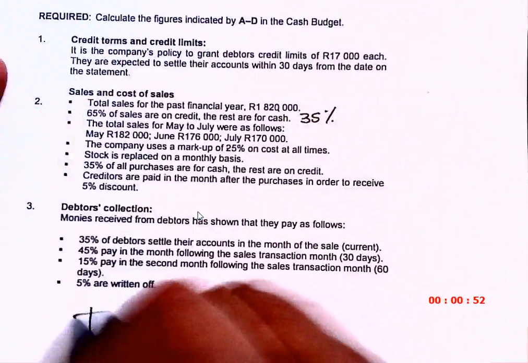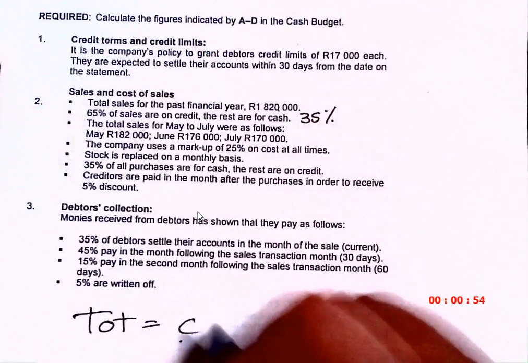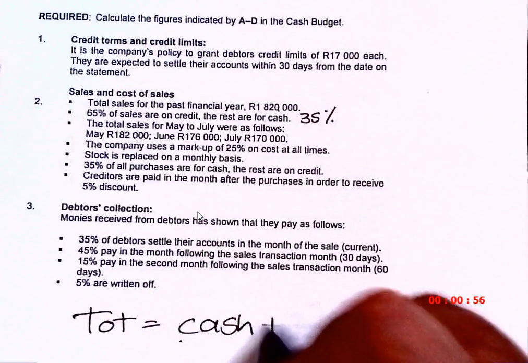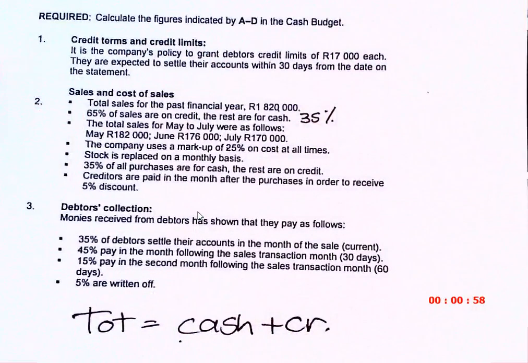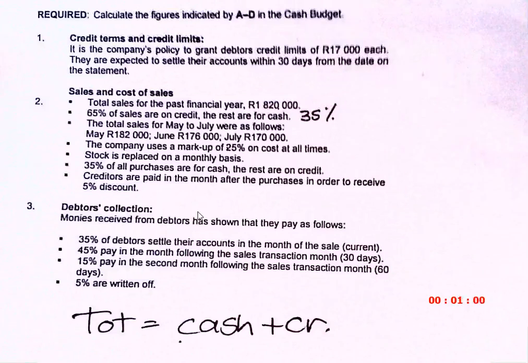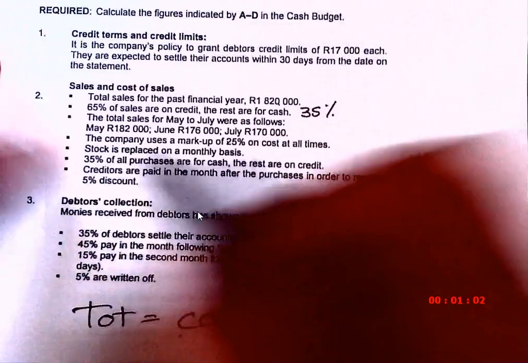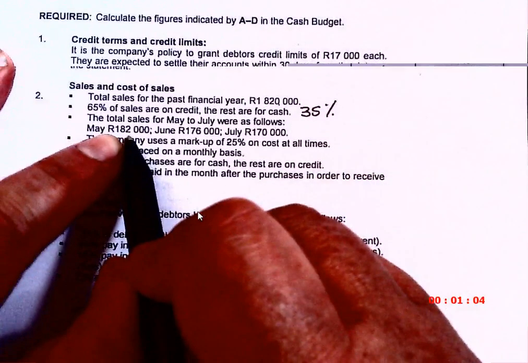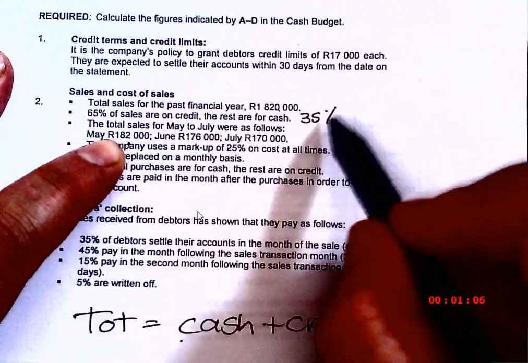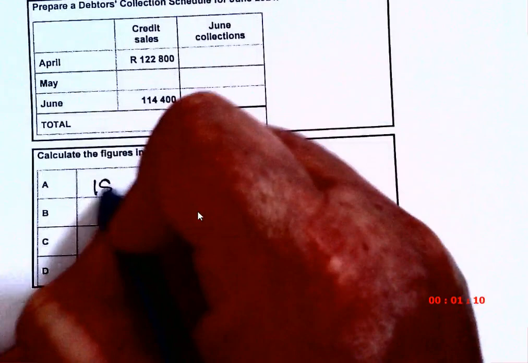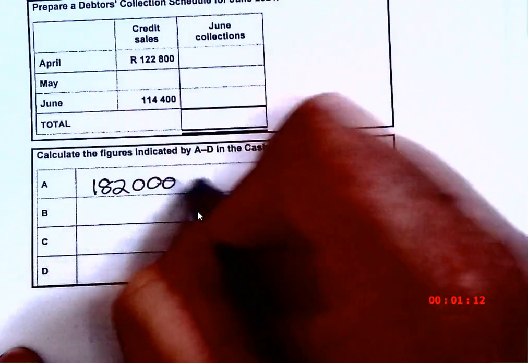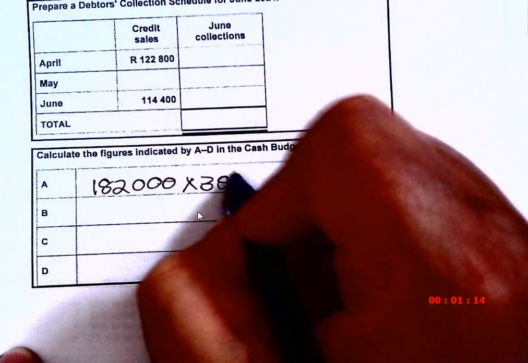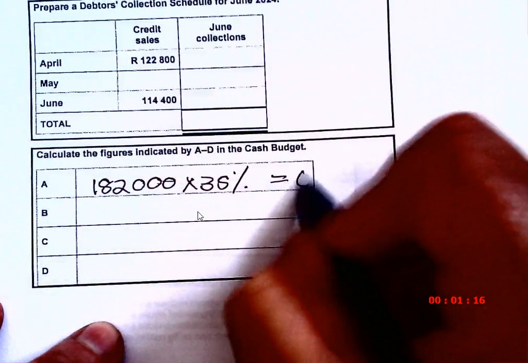Now always remember, your total sales equals the cash and the credit. Okay? So, if I want May's cash sales, I'm going to take 182 times 35%. 182, 35% gives me what? 6,370.